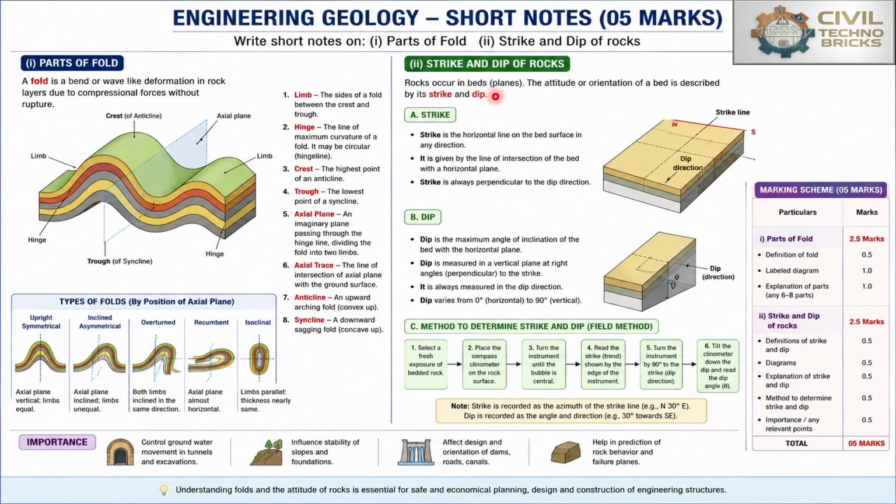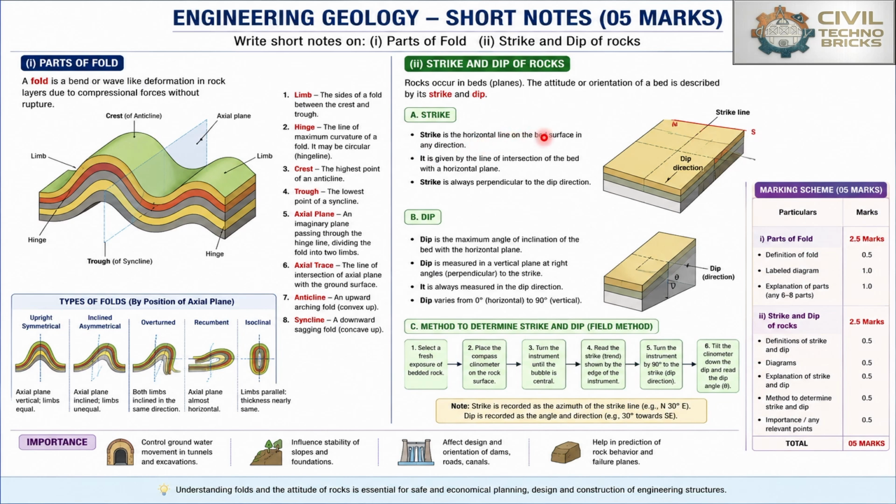On the other hand, we have the second part, that is strike and dip of rocks. Rocks occur in bed planes, and the attitude or orientation of a bed is described by its strike and dip. If we have to study the actual orientation of the rock surface beneath the earth, then we study the strike and dip, its orientation and its angle of dip or incline. Here the first diagram is of strike and the second diagram is of dip.